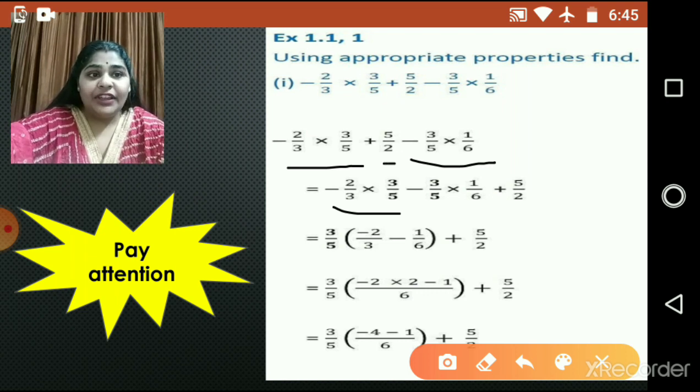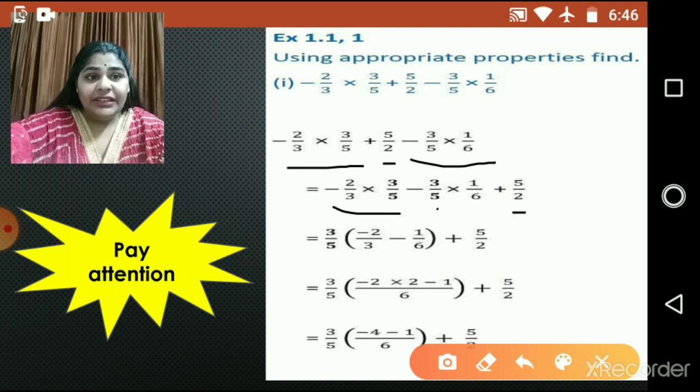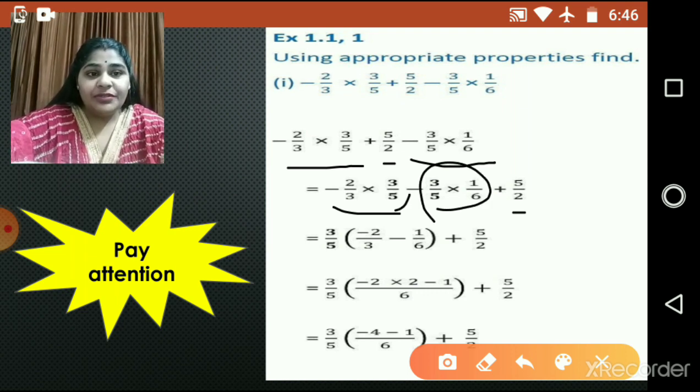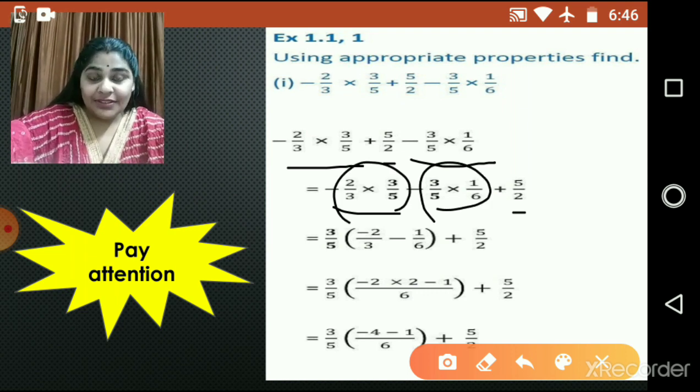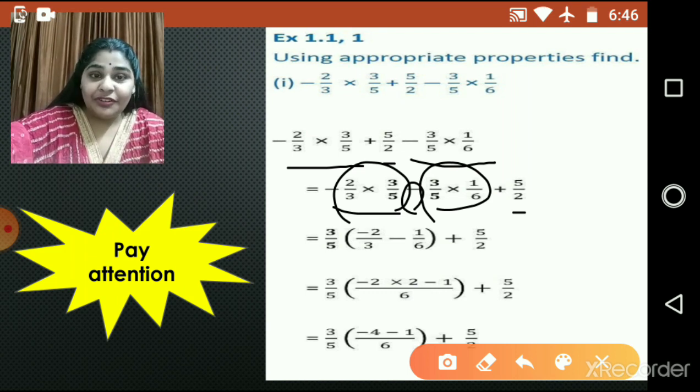And then plus 5 upon 2 as it is. Now in these two, children, if you see, 3 upon 5 is common. Yes, and in both the terms there is a negative sign, subtraction is there. So can I use the distributive property over subtraction?